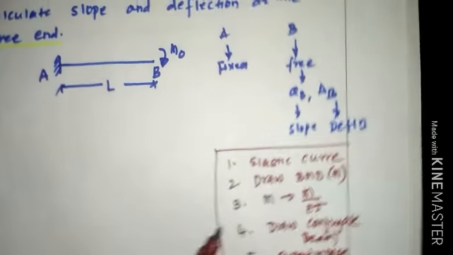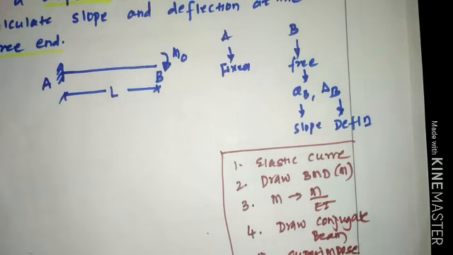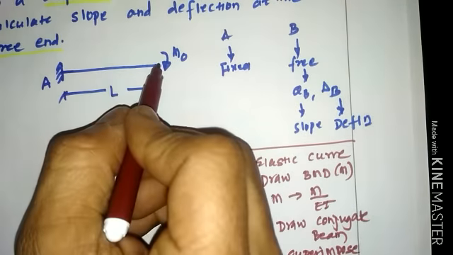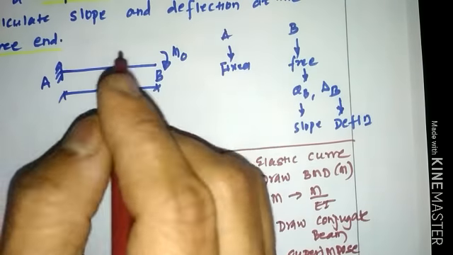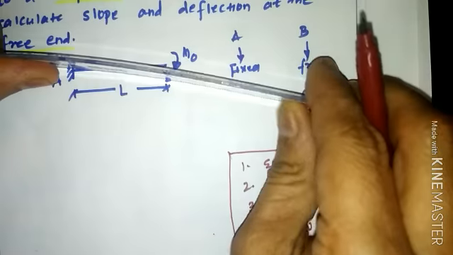The part by part will start now. First is the elastic curve that we need to draw. To draw an elastic curve, if I have a particular moment at this free end, this beam will have a hogging pattern of bending like this.